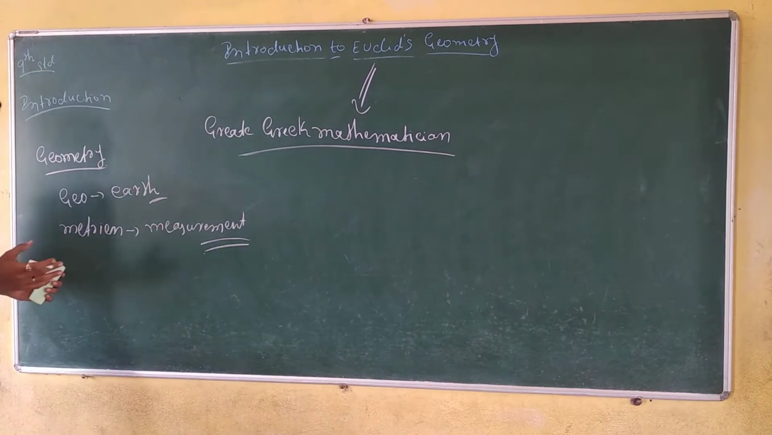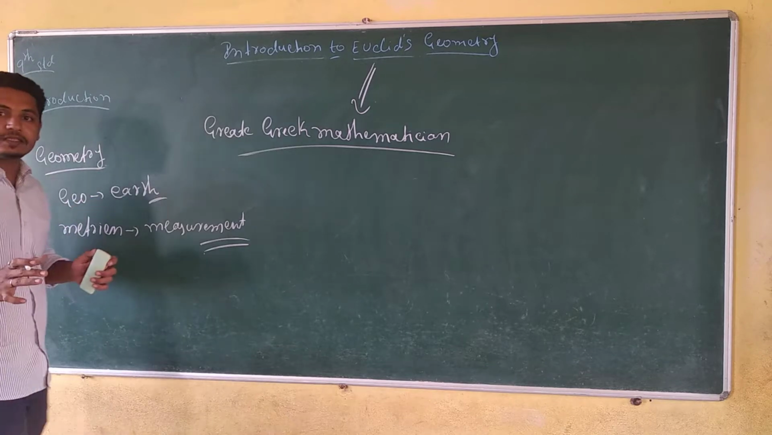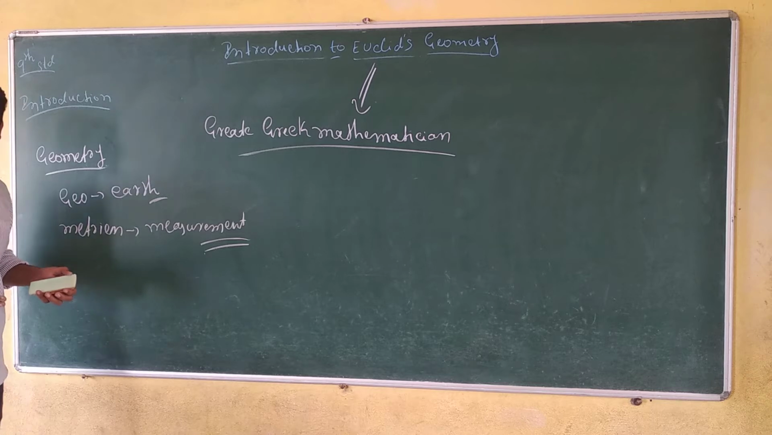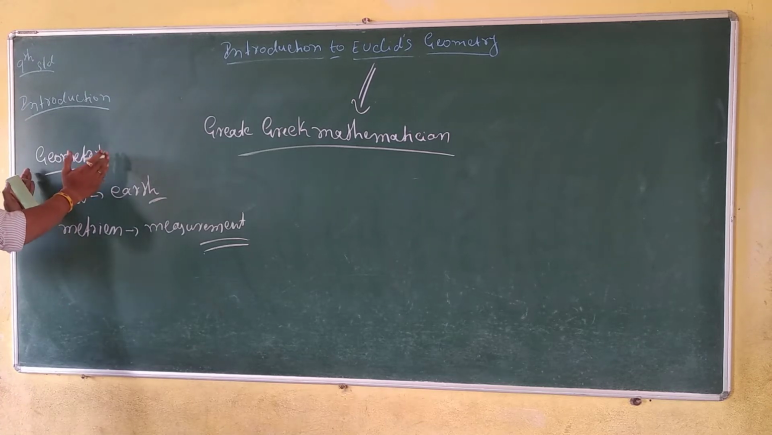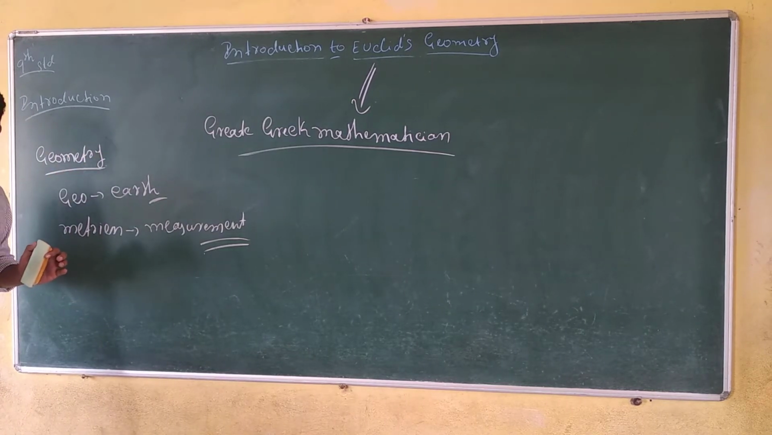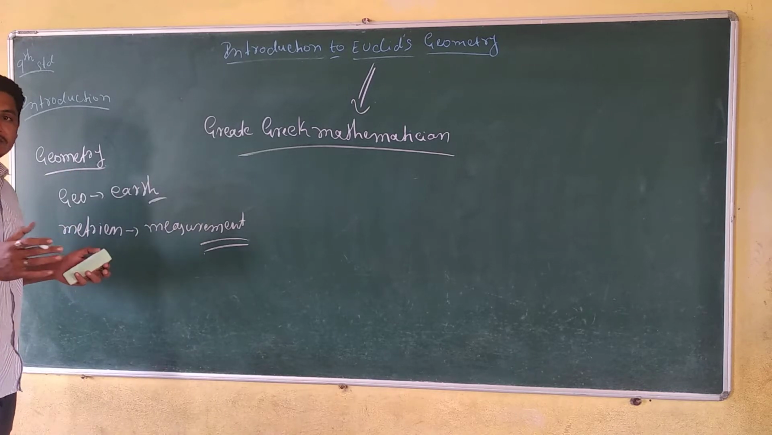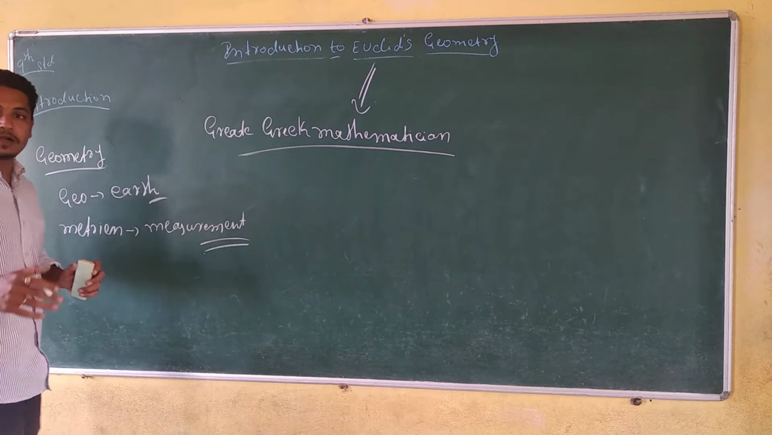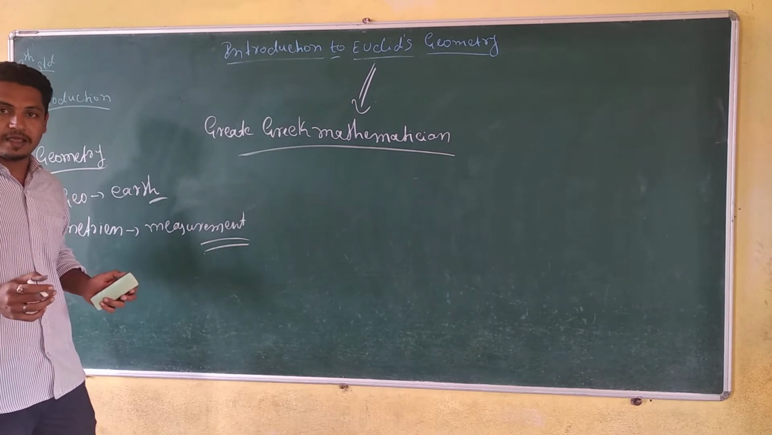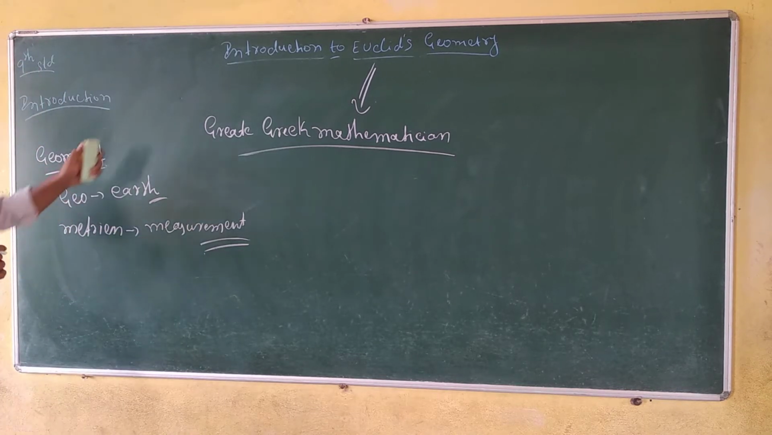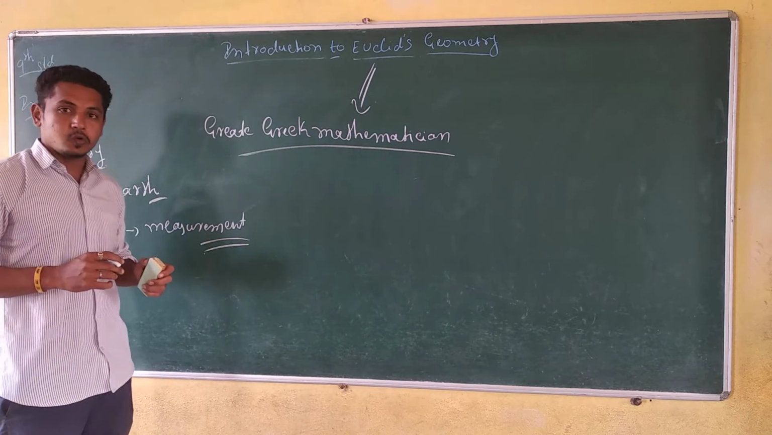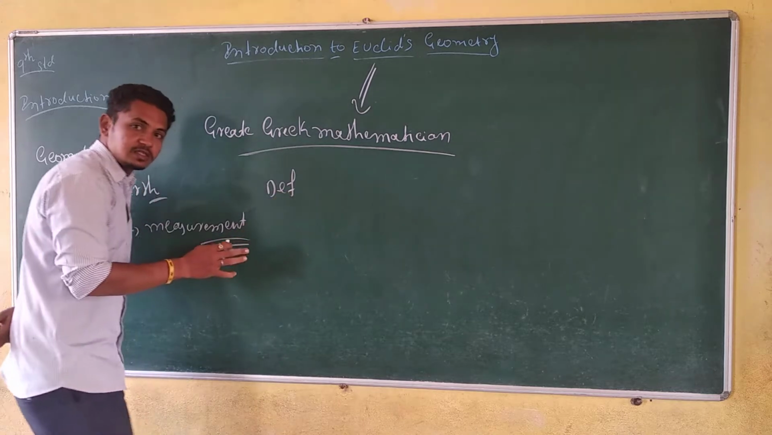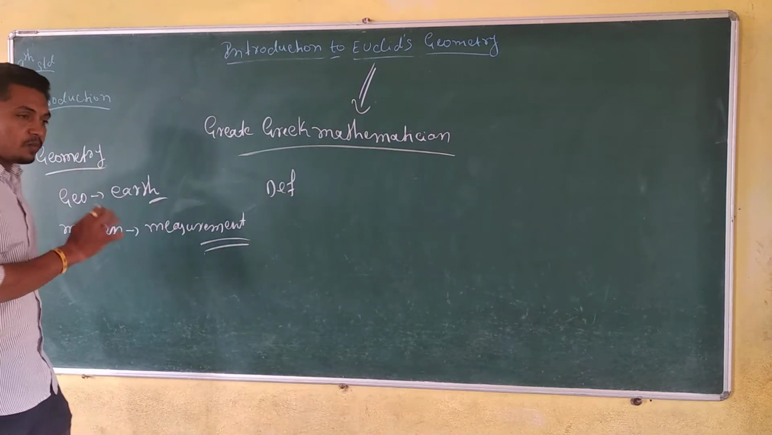The measurement of land. Actually now geometry is used to measure some areas. Is it right? Geometry is used to measure areas of shape and size. That's why the meaning of geometry is measurement of land or area. Is it right? So now Euclid introduced some definitions regarding this geometry.